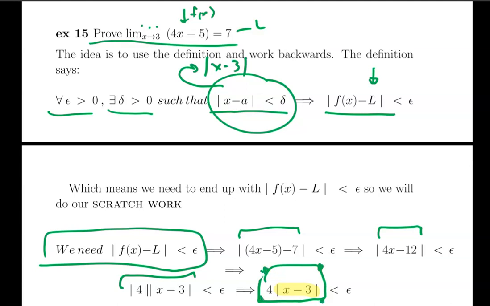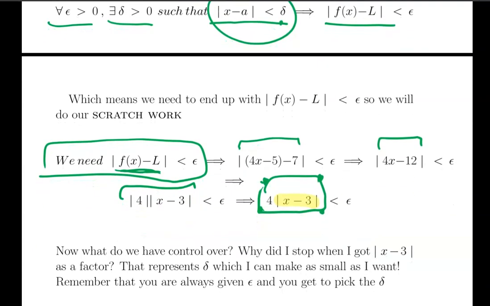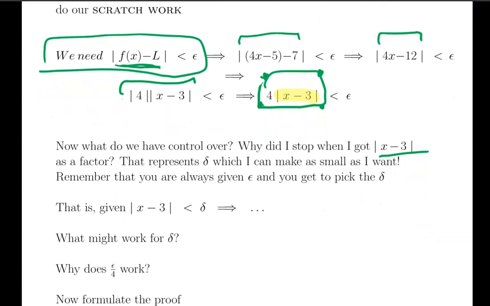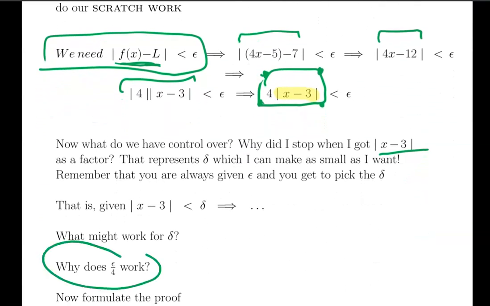So what do I notice here in this green box? What did we start with? We started with |f(x) - L|, and we notice that |f(x) - L| is actually equal to 4 times delta, because the absolute value of x - 3 is delta. So if |f(x) - L| is the same as 4 times delta, what can I use to figure out delta? Well, I can just take the epsilon and divide it by 4. So I stopped when I got this because that's the delta part, and I can make that as small as I want. So this will work.